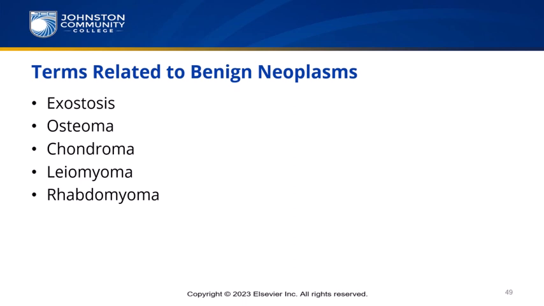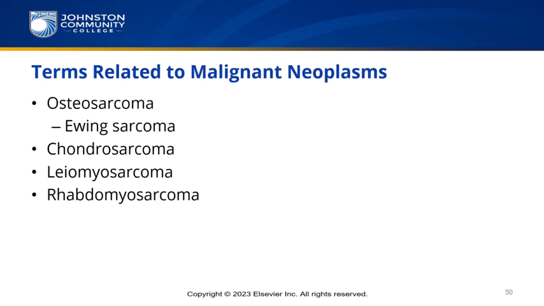Then we have a leiomyoma, which is a smooth muscle tumor. The most common type occurs in the uterus with the common name of fibroid. Then we have a rhabdomyoma, which is a benign tumor of striated muscle. Remember that striated muscle is the same as skeletal or voluntary muscle.